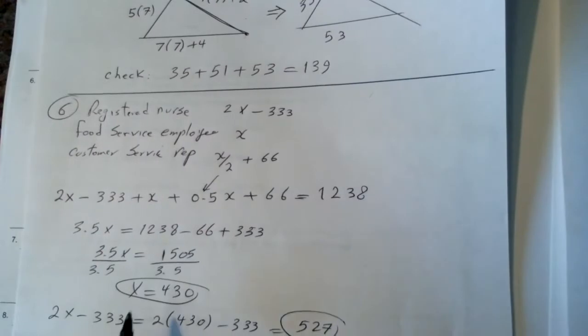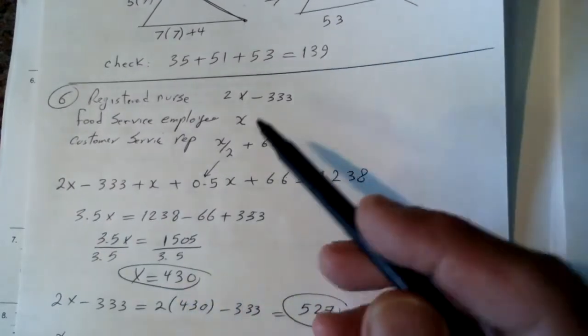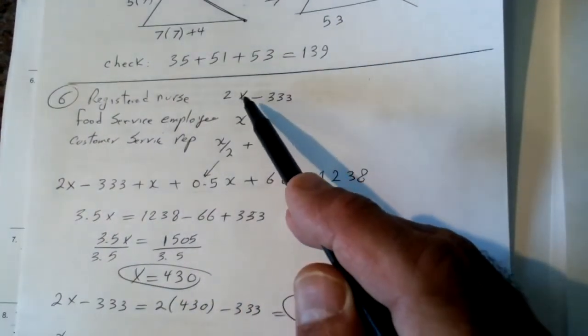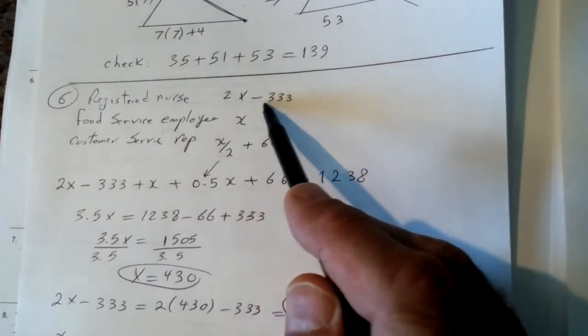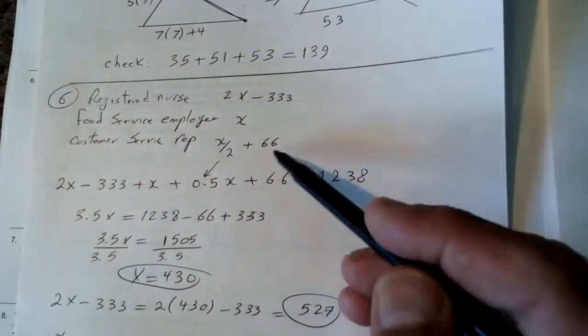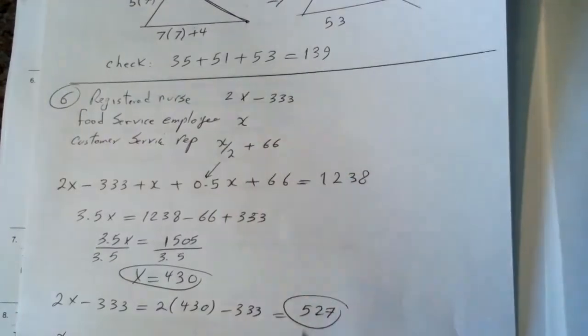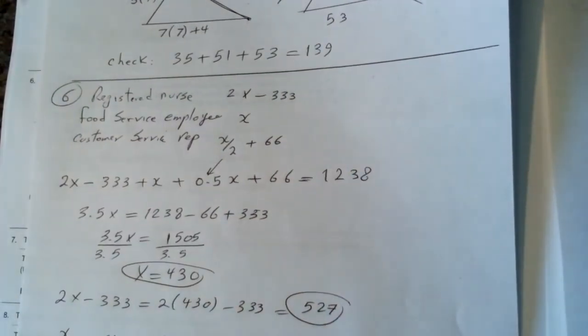You solve that, you find your x, and then when you find the x, the registered nurse is twice of that minus 333. The other one is half of that plus 66. See, that's how you find it.